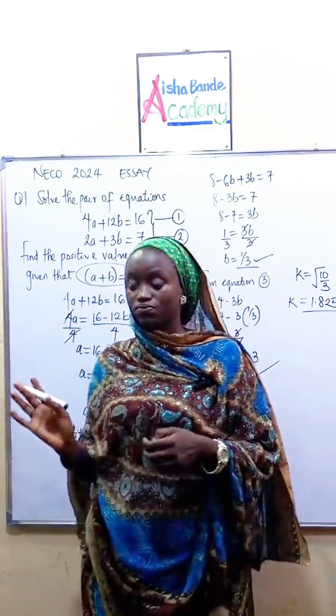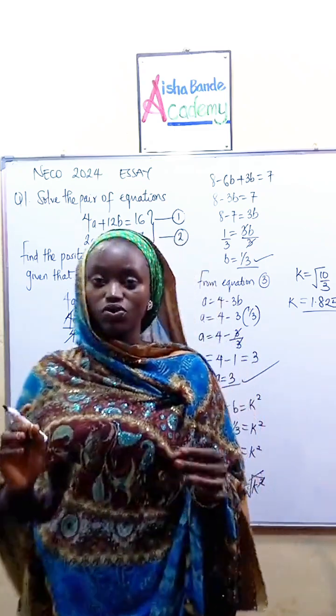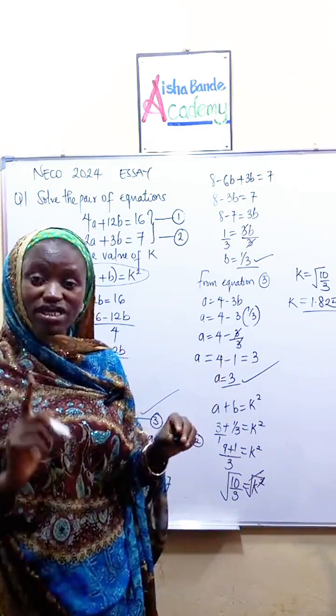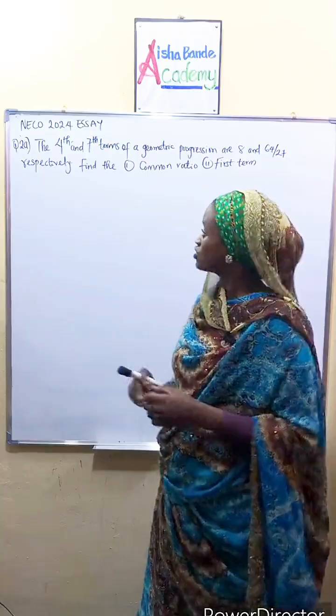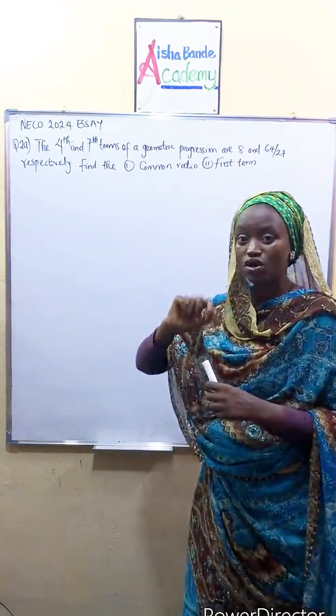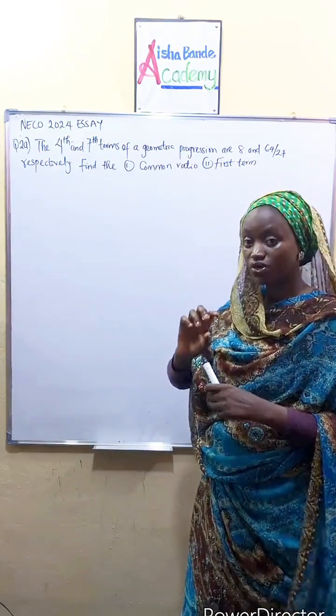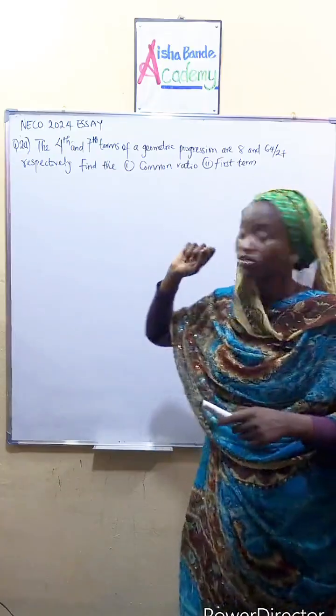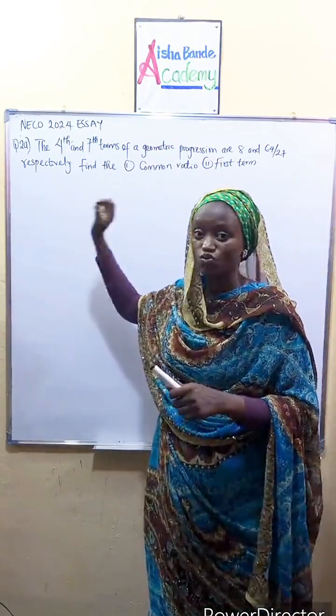So viewers, as you can see from the board, this is the solution to question number 1 of the NECO essay 2024 question. The fourth and seventh terms of a geometric progression are 8 and 64 over 27 respectively. So we are asked 2 questions under this. First, we are to find the common ratio, and secondly, we are to find the first term. So let's begin.